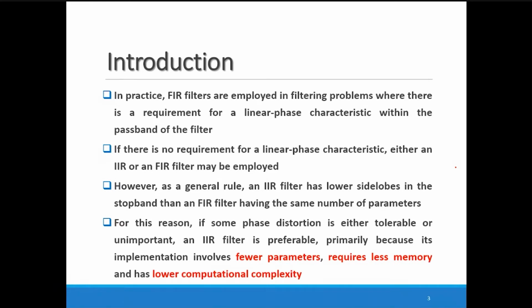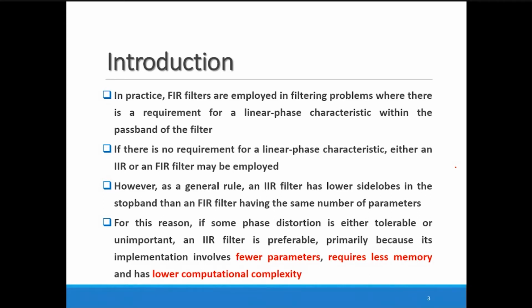So in practice, FIR filters are employed in filtering problems where there is a requirement for a linear phase characteristic within the passband of the filter. So whenever our requirement is linear phase, then we go for the FIR filters in practice. If there is no requirement for a linear phase characteristic in the output, the choice is either IIR or FIR filter. The option is open when linear phase characteristic is not needed: either IIR or FIR filter.